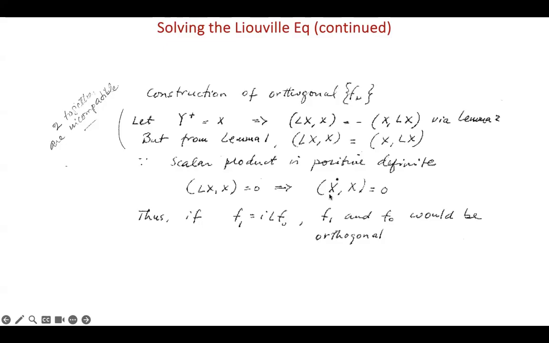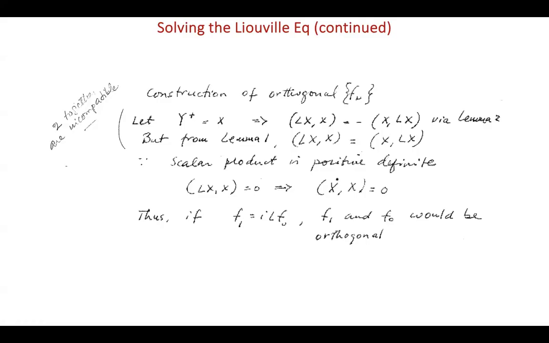So therefore, I can make x dot a choice for f1. It's okay, because f1 and f0 would then be orthogonal. So I can write f1 is equal to IL f0. That can be my first basis vector after f0. That's all right.